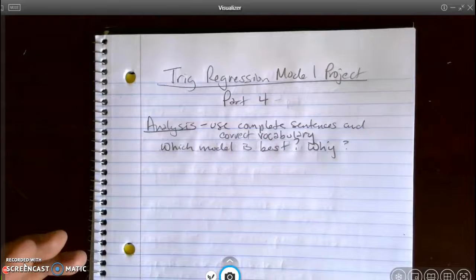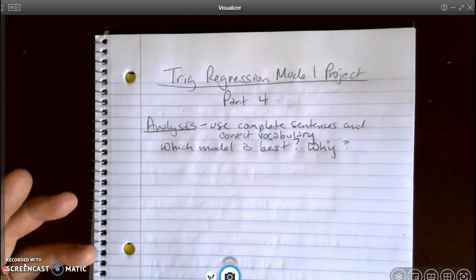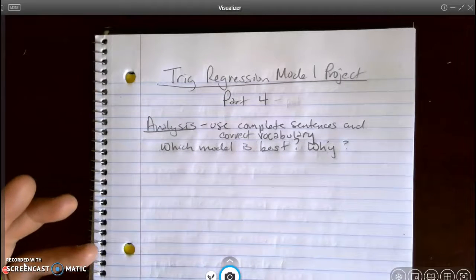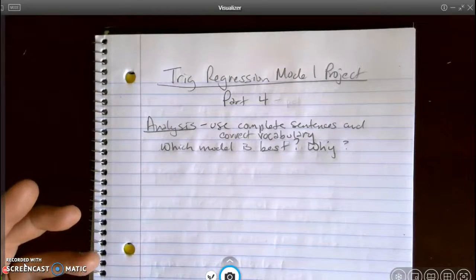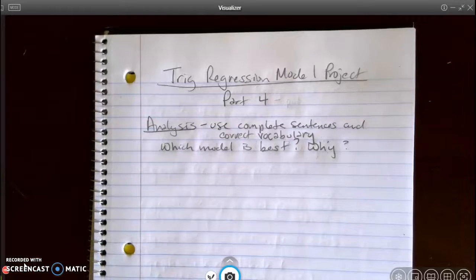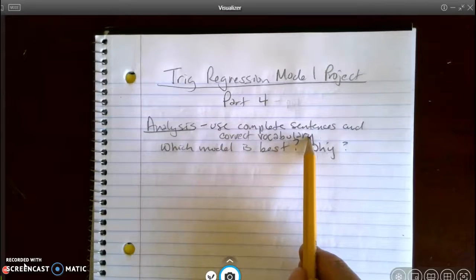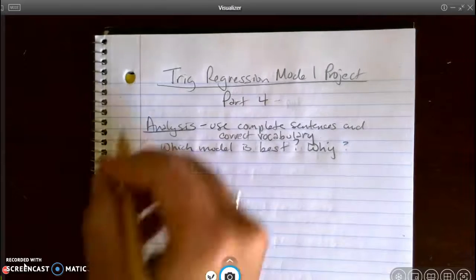Maybe you're going to talk about, well, even though this one model's R-squared value is higher, I think the actual data based on my topic is actually going to follow the exponential model, and explain why. As long as you support your claim, you can get full credit, but you need to use complete sentences and correct vocabulary in this step in the analysis.